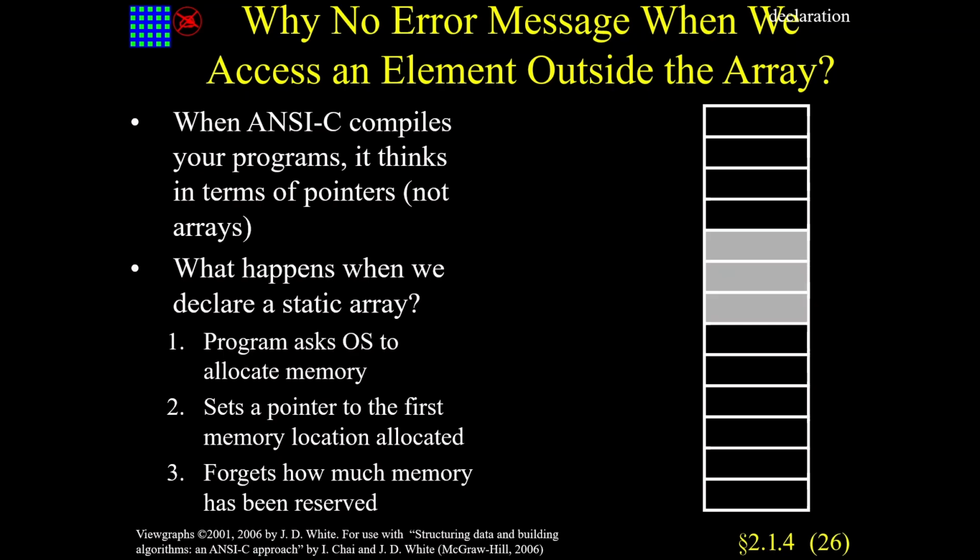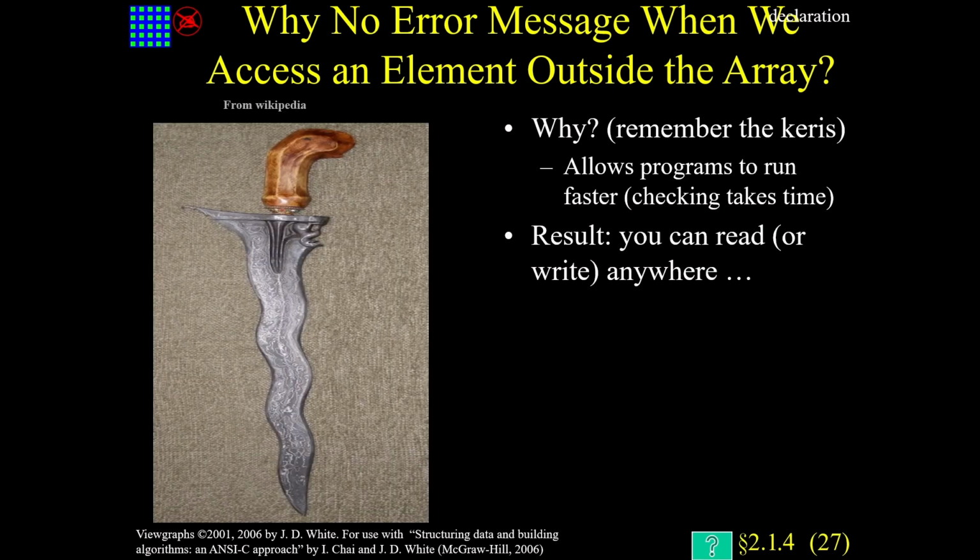Say I just asked Windows for 3 pieces of memory. Windows returns a pointer, the address of the first piece of memory. I then store that address and completely forget everything else. Why not? Because it allows programs to run faster, and the result you can read anywhere.